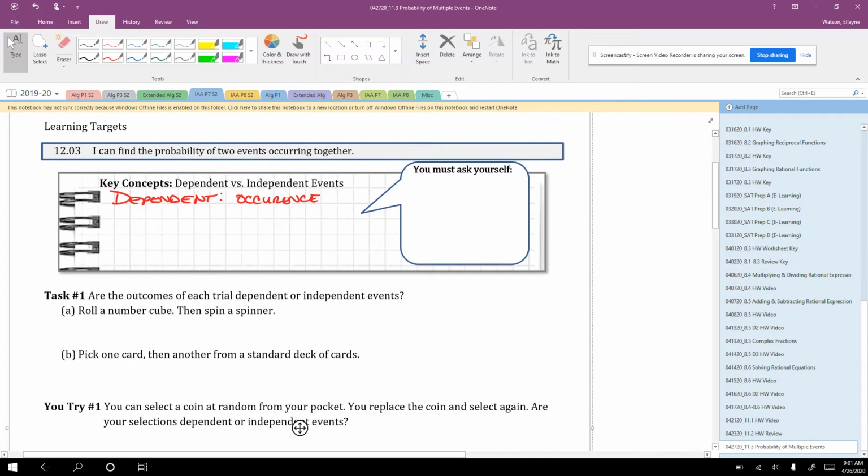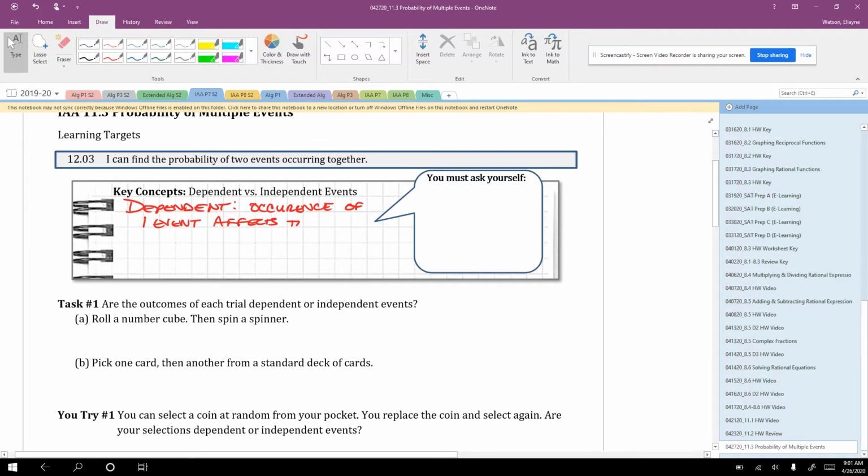So the occurrence of one event affects the probability that another event will occur. So if this is true, then that means the events are dependent.